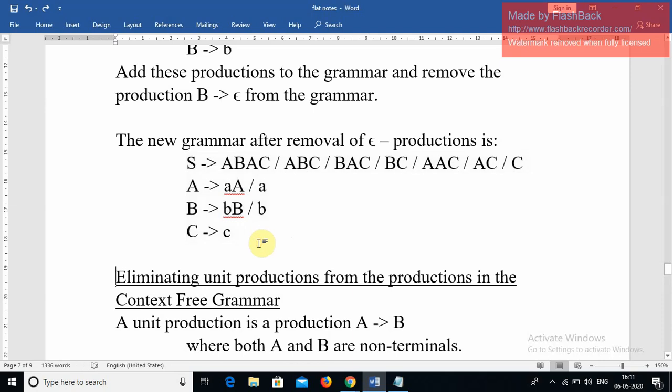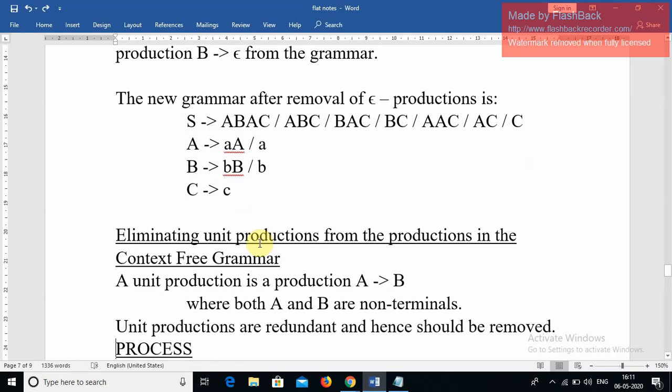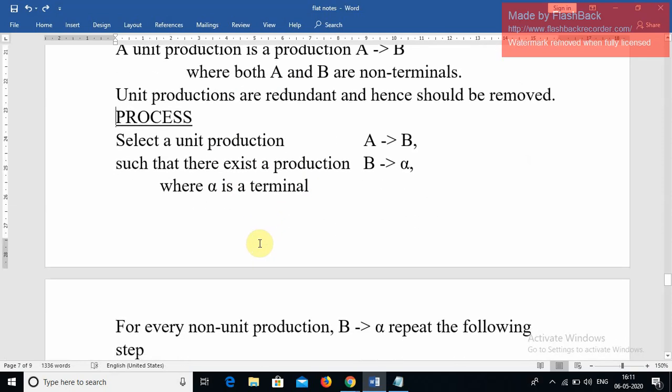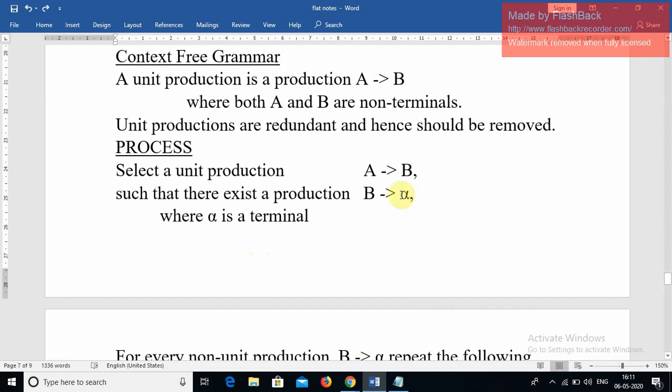The last step is eliminating unit productions from the grammar. What is a unit production? In a production rule, the left hand side exists and the right hand side exists. If on both sides we have only one non-terminal, for example A to B, where A and B both are non-terminals, that is called a unit production. We have to remove them also.